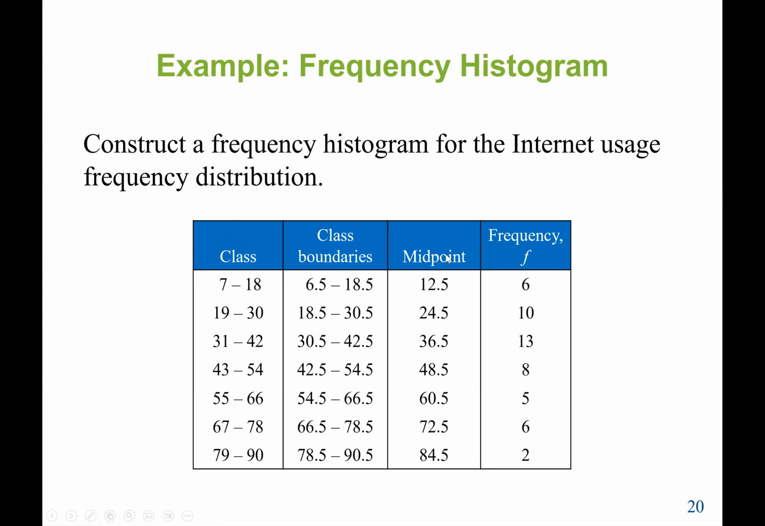Now the next is the midpoint. We included the midpoint, which we calculated previously. How do we get the midpoint? Let's say 12.5: we have 7 plus 18, which gives 25, and then we divide by 2, which gives 12.5. 19 plus 30 gives 49, and 49 divided by 2 gives 24.5. We do that again each time: we always take the upper and lower limits and divide by 2.